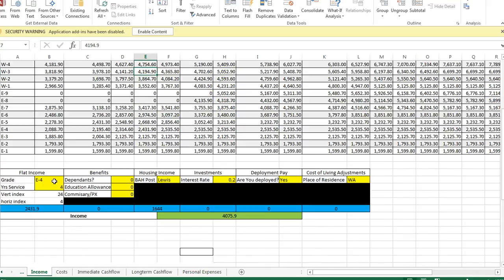So beginning at income, we account for the flat income based off your pay grade and years of service, which is here. Benefits for dependents, commissary, education, anything is summed up here. Housing income, your BAH is accounted for here, followed by investment returns, maybe any special hazardous pay for deployments, and then lastly the cost of living adjustments. Finally, all those are summed up into the total income, which is here.